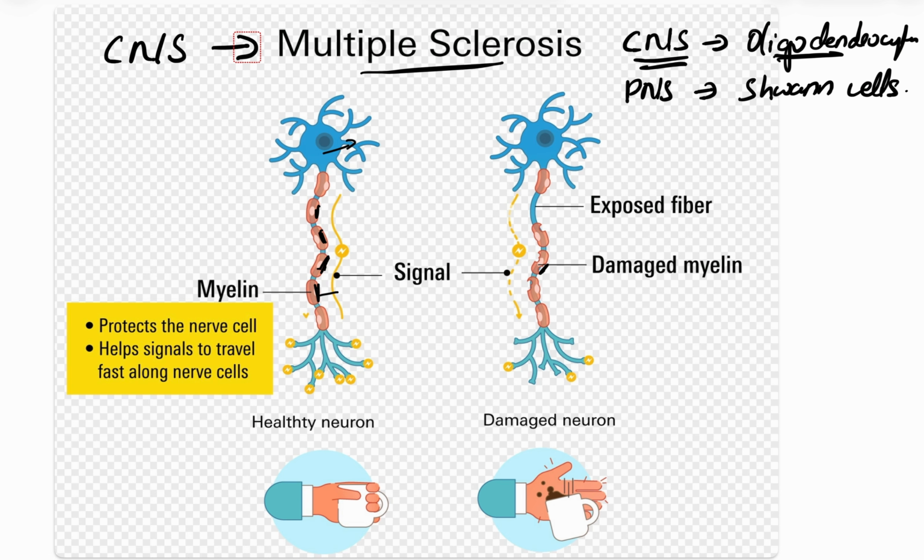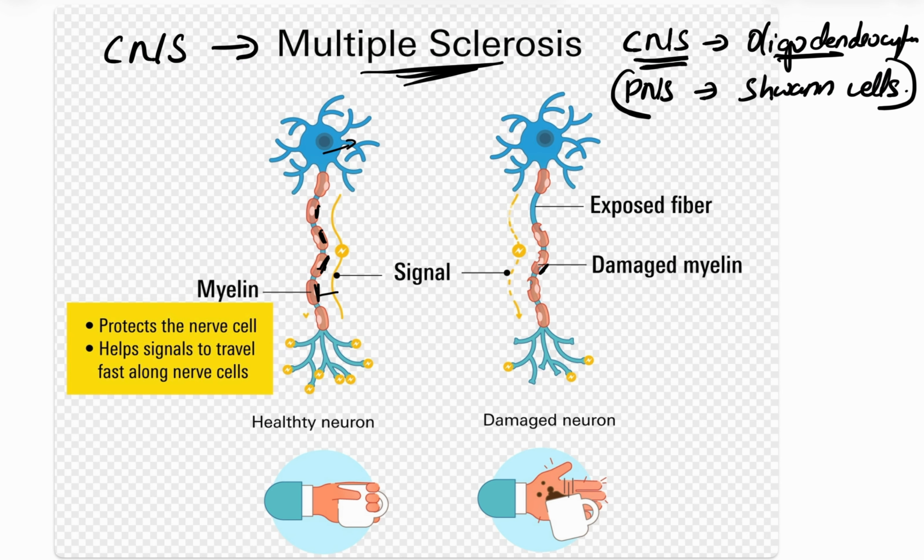So in case a question comes up like, degeneration of the myelin sheath in the central nervous system is called, that is multiple sclerosis. Okay, because there is another disease condition called Guillain-Barré syndrome where there is a degeneration of the myelin sheath in the peripheral nervous system. So don't mix both of them. The central nervous system myelin sheath is affected in multiple sclerosis.